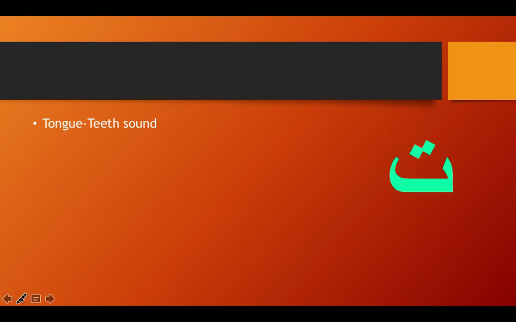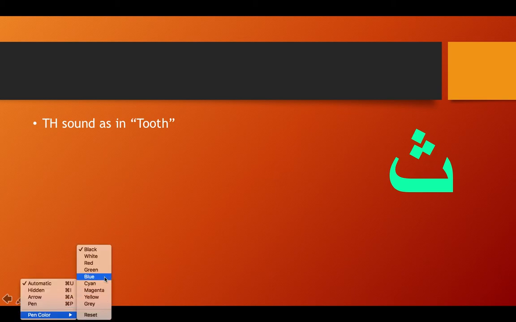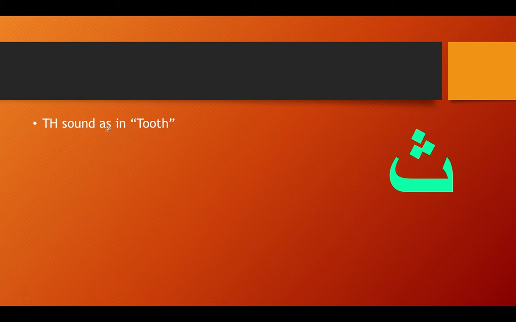The second letter is the letter ta. Notice how I'm not saying ta as in the English ta. I'm saying ta as in spitting. So it's a tongue-to-teeth sound. Then the letter tha, and I know you had trouble with this, so that's why I decided to emphasize it. Try to think of the letter tha as the th sound at the end of the word tooth. You're not saying too, you're saying tooth. The th sound in this word is exactly the sound for this letter.